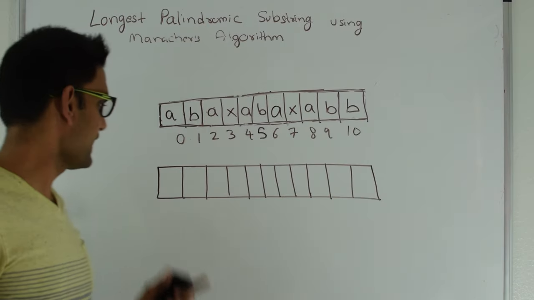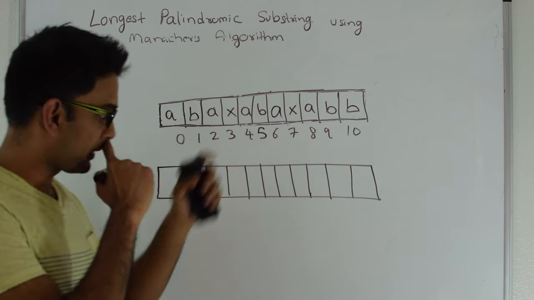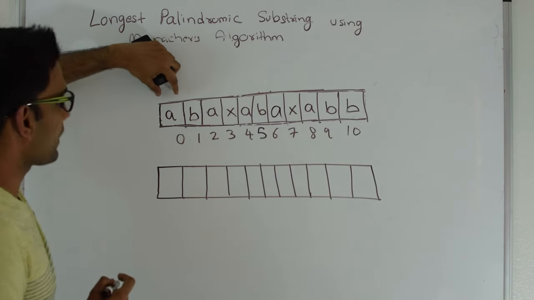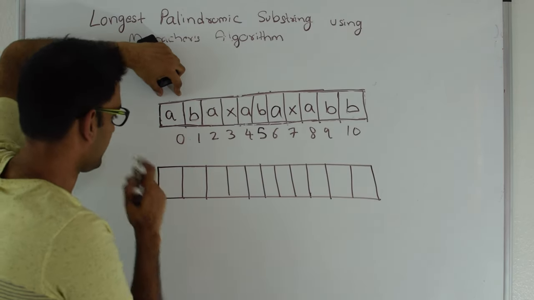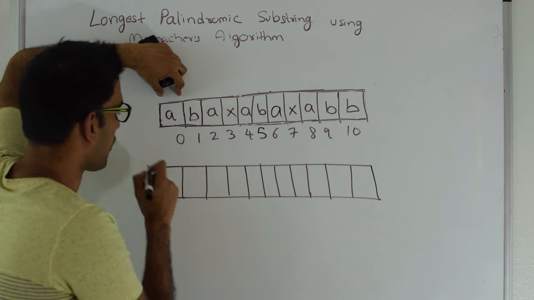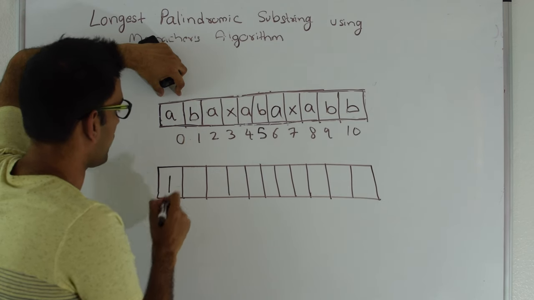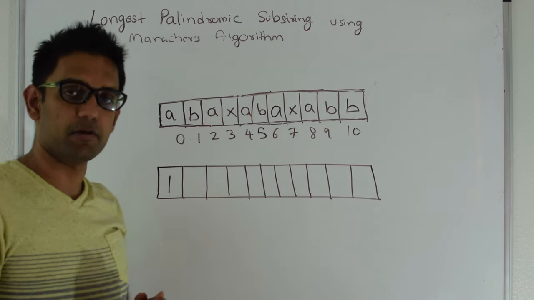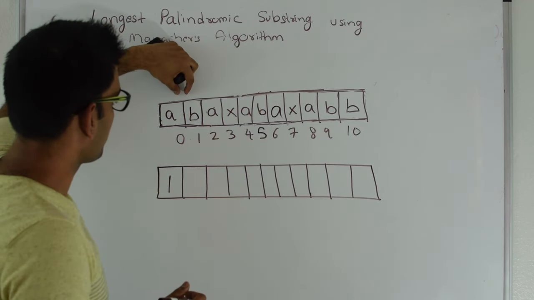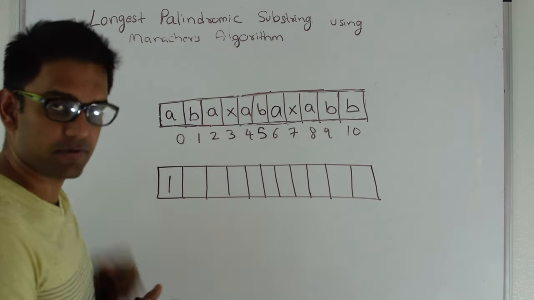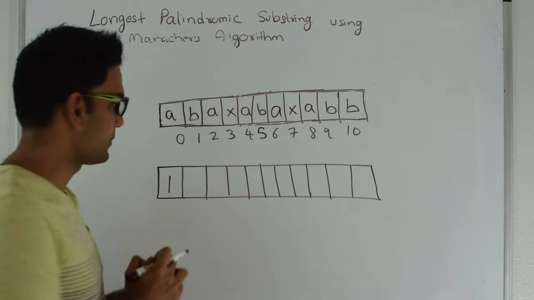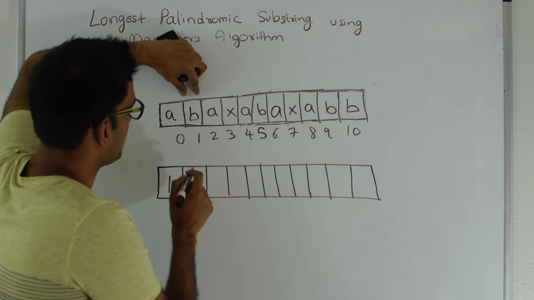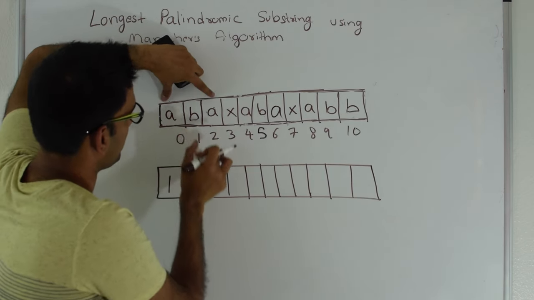So first thing I do is take a temporary array of the same size as my input array. Then I start expanding around A. There is nothing to expand around A, so the length of the longest palindrome with center A will be 1. Then we go to B. Again, we are just dealing with the odd length palindromes, so we don't have to look for the palindrome between A and B. So we can directly jump to B, and this is for simplicity purpose. So we go to B. The longest palindrome around center B will be of length 3.